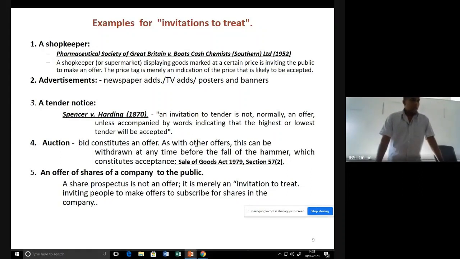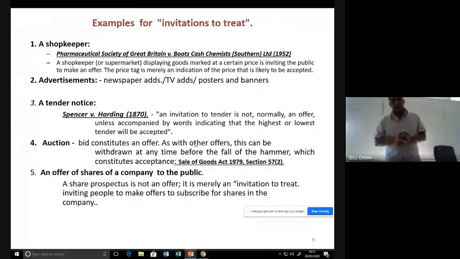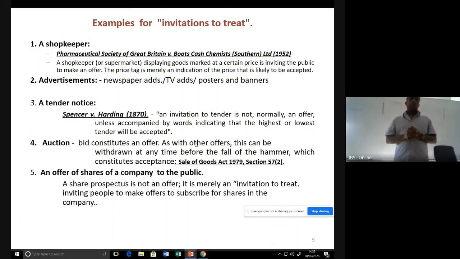Next one, auctions. When you go to an auction, right, the auctioneer is not making offers. He is not the person who makes the offers. Who makes the offers? People who participate in the auction make offers.